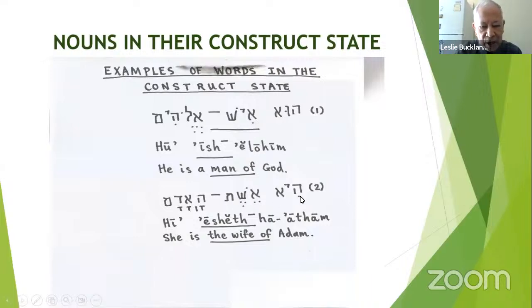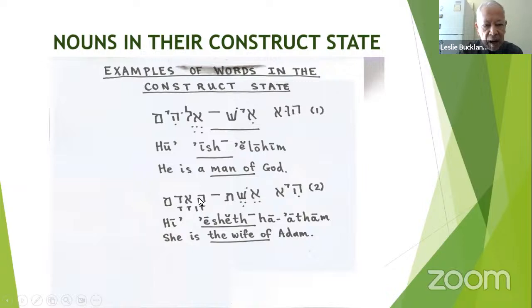And the translation is, she is the wife of Adam. Or it could be translated, she is the wife of the man. So now we know she's not just a wife, but she is the wife of a particular man. Or if you want to put this as a proper noun, she's the wife of Adam. All right, so this is a noun in its construct state.